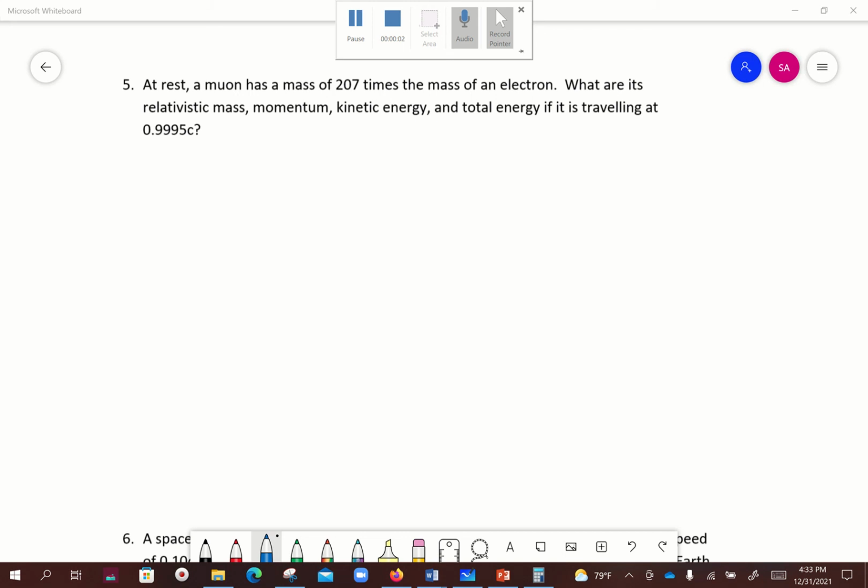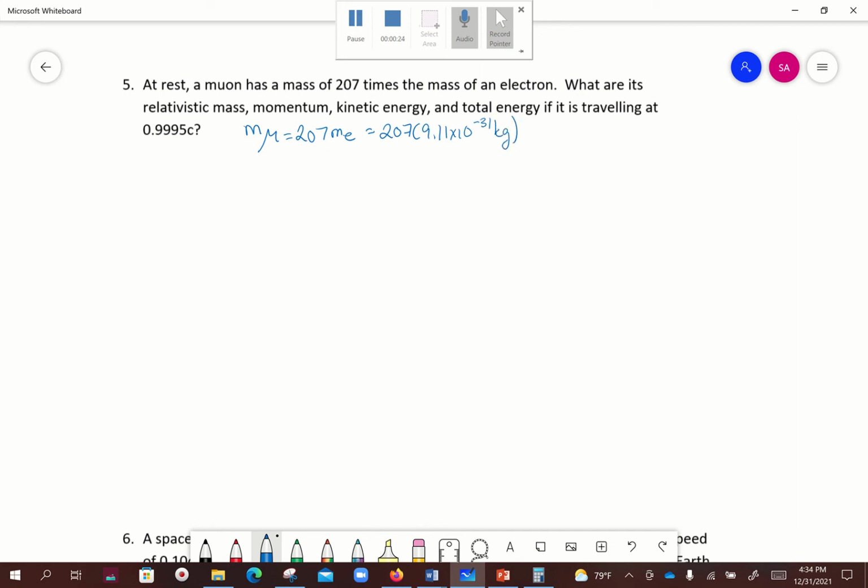All right, so now we're told we have a muon. A muon is an elementary particle. It has a mass. So the mass of the muon is 207 times the mass of an electron. So we can calculate what it is. 207, mass of an electron, we know is 9.11 times 10 to the minus 31 kilograms.